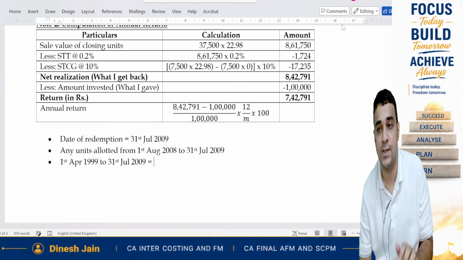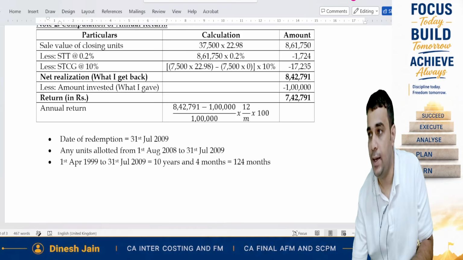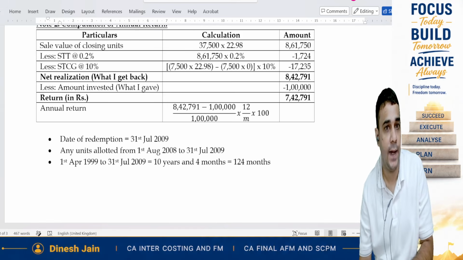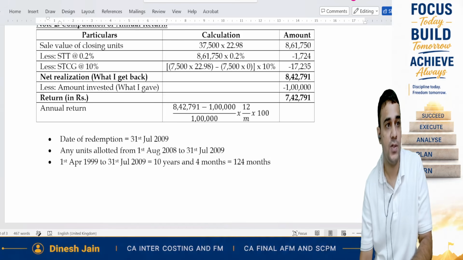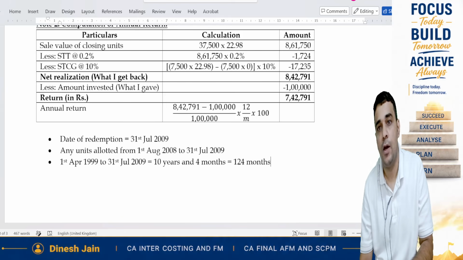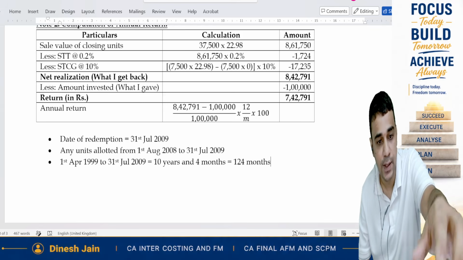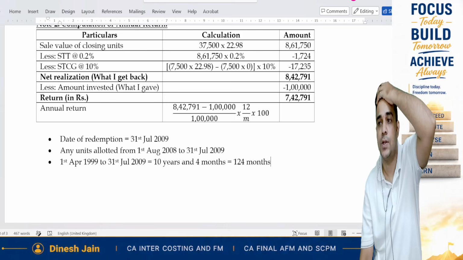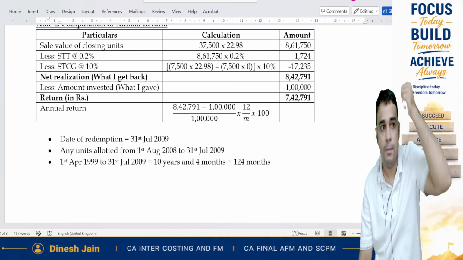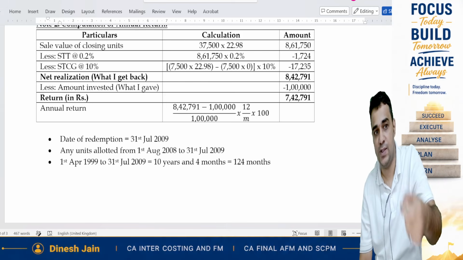First, tell me how many years is this? 10 years and 4 months, 124 months. Able to understand this? Any doubts in this? 1st April means April is included. 31st July means July is included.